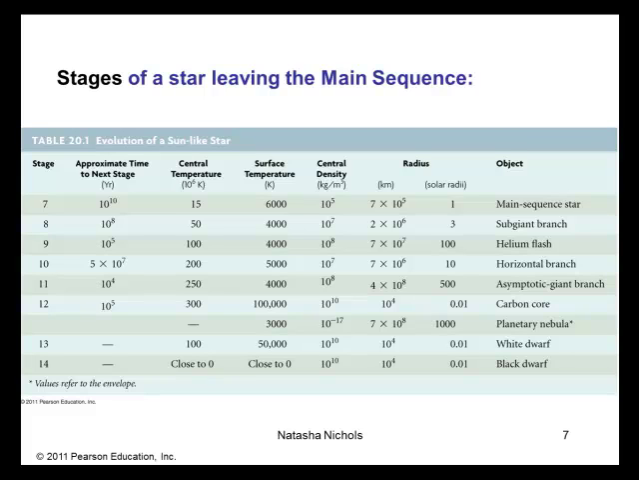As we move on to stage 8, the central temperature is starting to increase. It increases to 50 million Kelvin, and the surface temperature is decreasing. As this is taking place, the star itself gets larger and larger, and it gets to about 3 solar radii. We now say that our star has moved on to the subgiant branch.